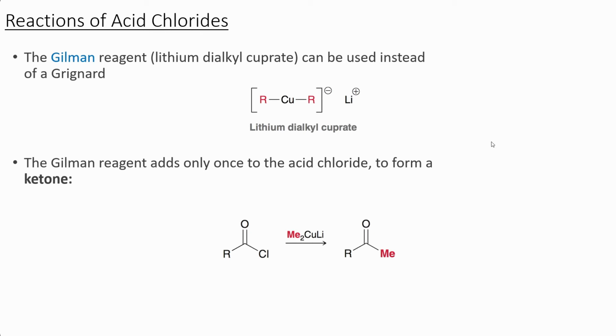We have another organometallic reagent that we can use, and this reagent will act similarly to the Grignard reagent. This is the lithium dialkyl cuprate. And so this Gilman reagent is going to add only once to an acid chloride to form a ketone, as opposed to a Grignard reagent, which remember had to do two nucleophilic attacks to form a tertiary alcohol. So from here we can go from an acid chloride to a ketone.